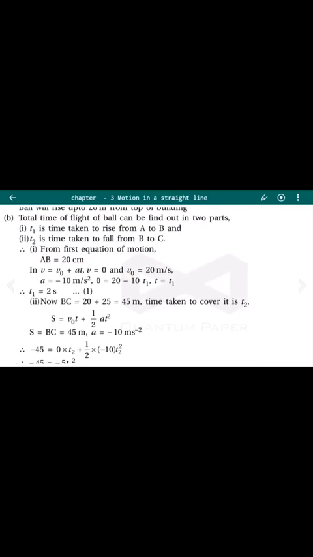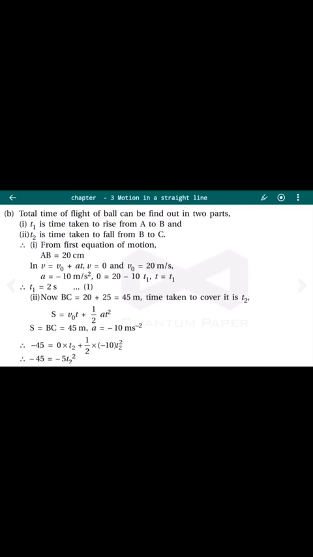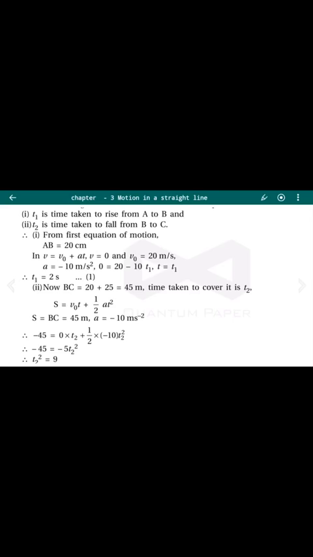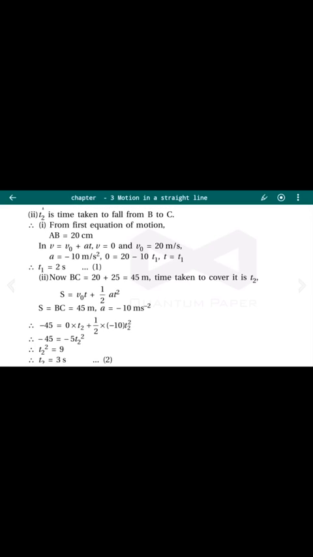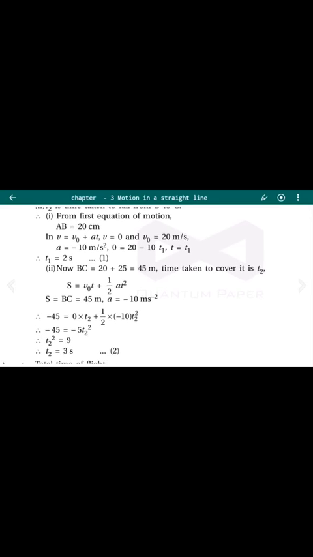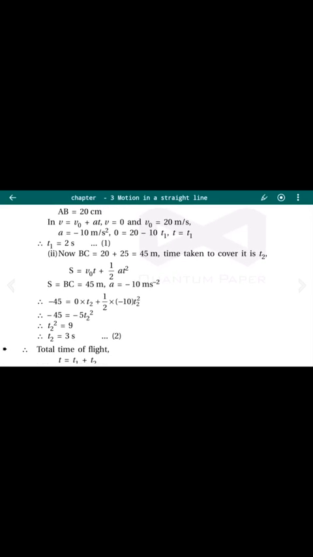So the time taken to cover it is T2. So using the equation S equals V0 t plus half AT square. Here S is nothing but the distance BC, which is equal to 45 meter. Acceleration is minus 10 meter per second square. Taking initial velocity over here as 0, because now the path is from B to C and we know that at that time the velocity is 0 and then it comes to the point C.